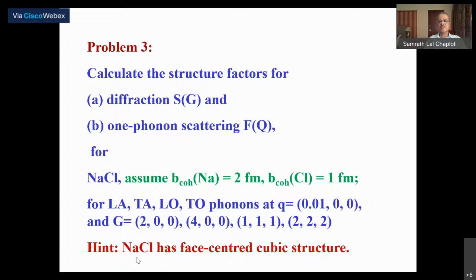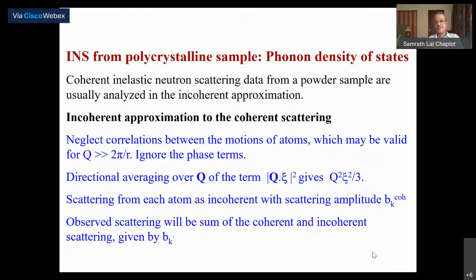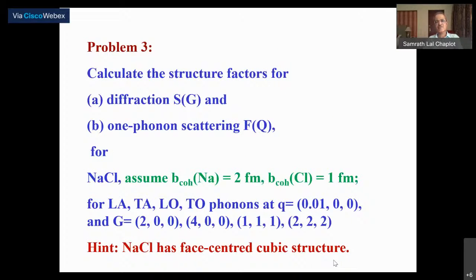So you assume that eigenvector displacements are equal for acoustic modes and unequal for the optic modes, and the direction of those displacements you need to take along the x direction for the longitudinal modes, and you can take perpendicular to this, let us say in the y direction, for the transverse modes, which would be quite fine. Okay, so these problems, please do, 3 of them.